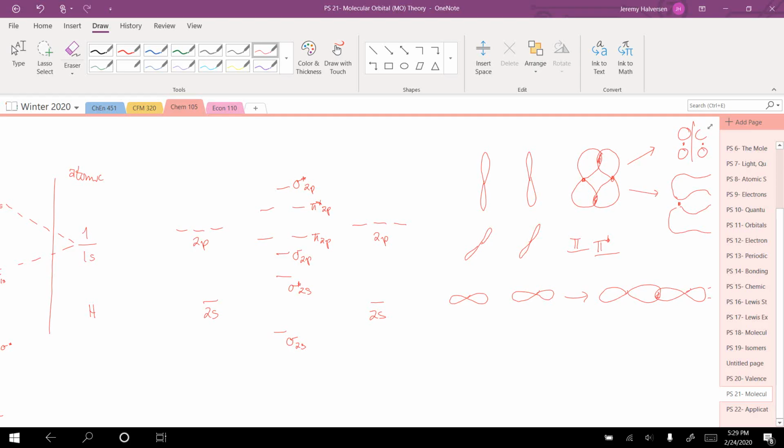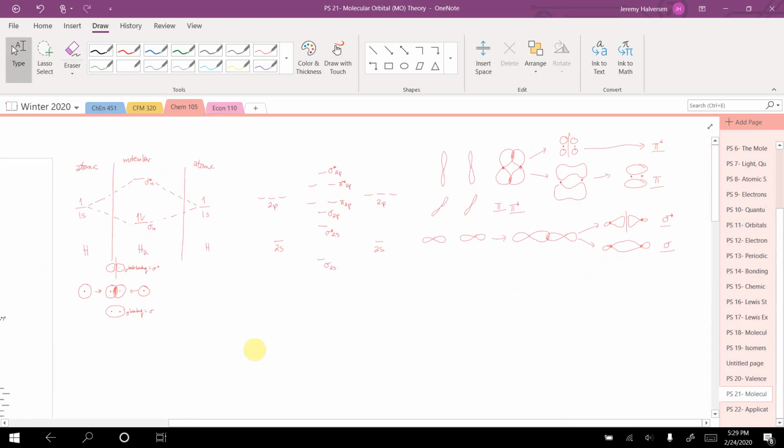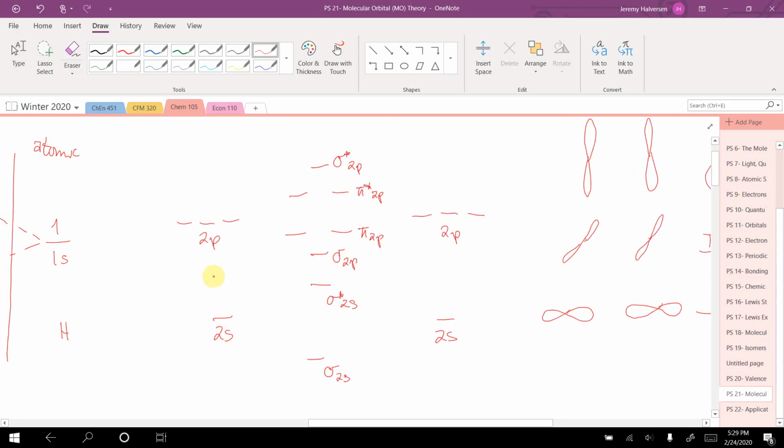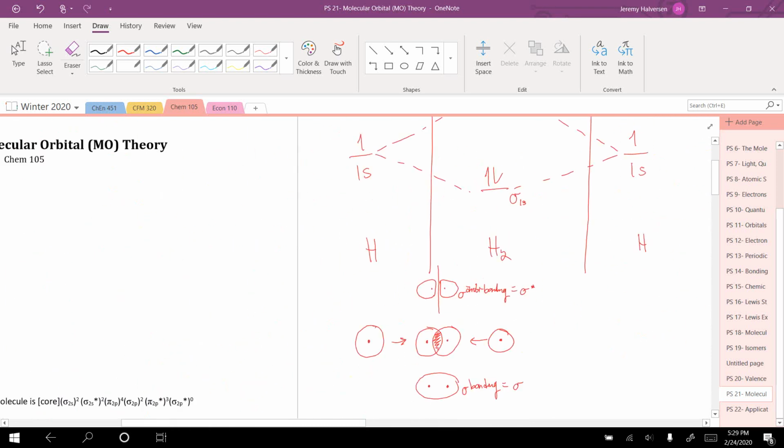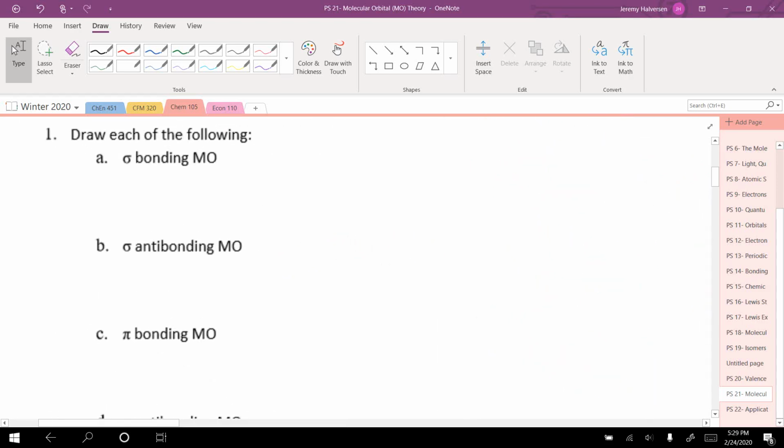So, all right, there's a brief overview of molecular orbital theory. You can imagine if I had a bunch of electrons in these atomic orbitals on the sides, I could add all those electrons up and just fill up the molecular orbitals in the middle. All right, let's jump over here to the actual homework, and let's answer some of these questions. So we want to draw a sigma bonding molecular orbital.